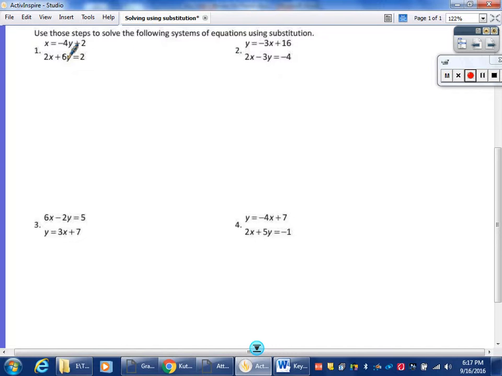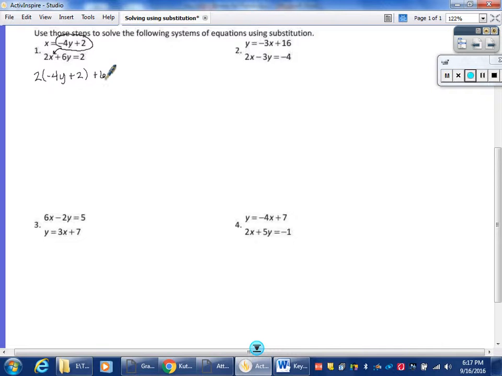So step 1 says isolate a variable. I don't have to do that here. X is already alone. What I am going to do is I'm going to take the -4y plus 2, and I'm going to plug it in for x. And so instead of the x right there, I'm going to have the -4y plus 2. It is extremely important, guys, that when you are doing this, you put parentheses around the thing that you've plugged in. So I have a 2 that comes from that equation, and then the -4y plus 2.